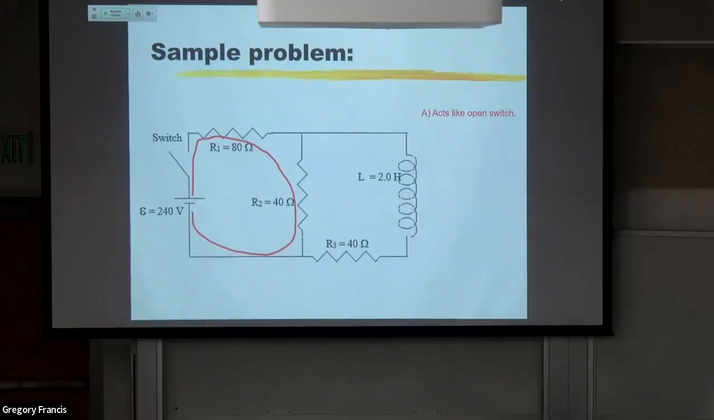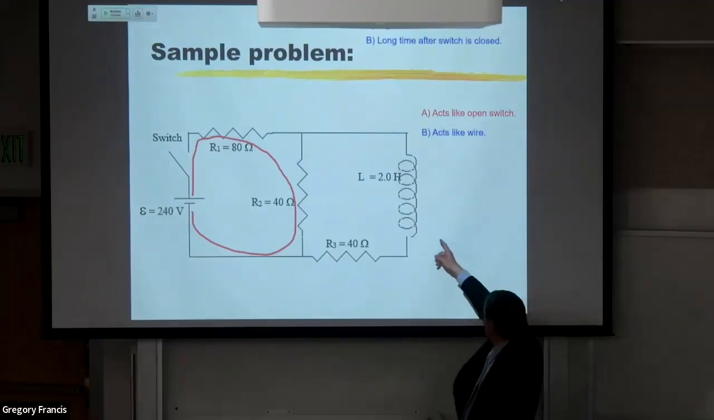But if this gets up to 1.2 amps and 1.2 amps and 1.2 amps, my change in I is 0. And so that means that inductor stops fighting. And if it has 0 volts across it, it's acting just like a wire. And so I would replace that inductor with a wire and ask, what does it look like now?